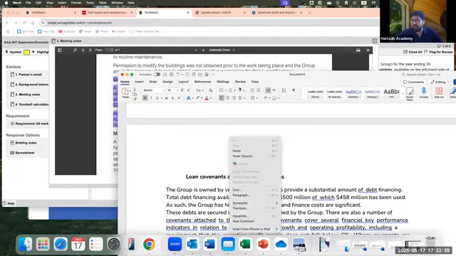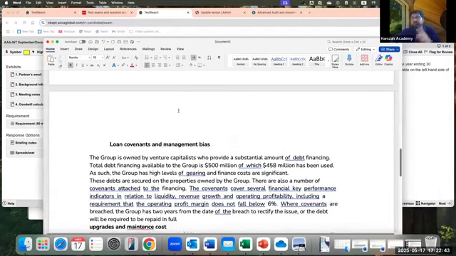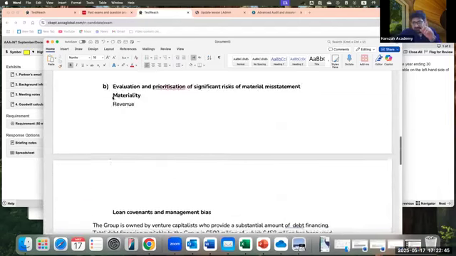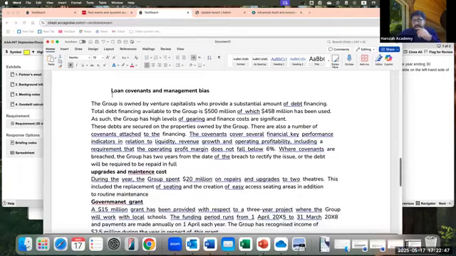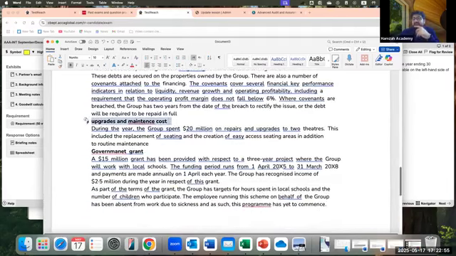And you see here, come here. There are 12 marks for this part, 3 marks for materiality. Now remaining training, loan covenants and management bias. It is not an accounting issue, 2 marks. Upgrades and maintenance costs, 2 to 3 marks for it. Because not that much, but still 3 marks are possible. 3 marks are confirmed for it.